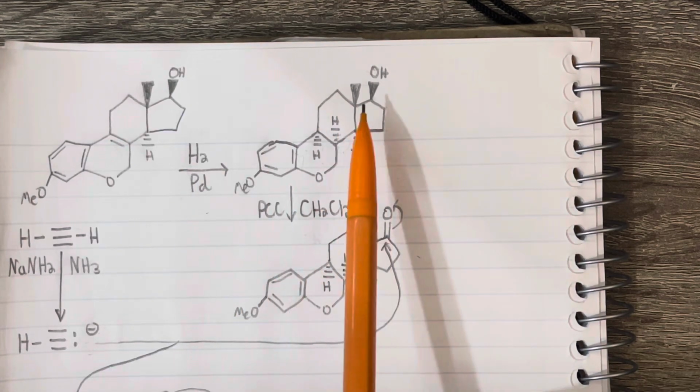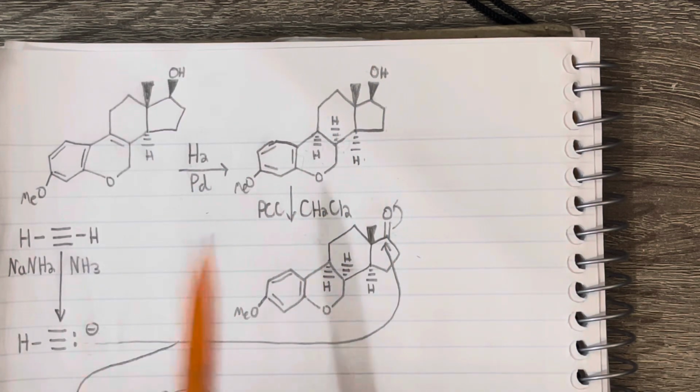The next thing we're going to do is oxidize this alcohol group with PCC and CH2Cl2. That's basically going to turn it into a ketone.